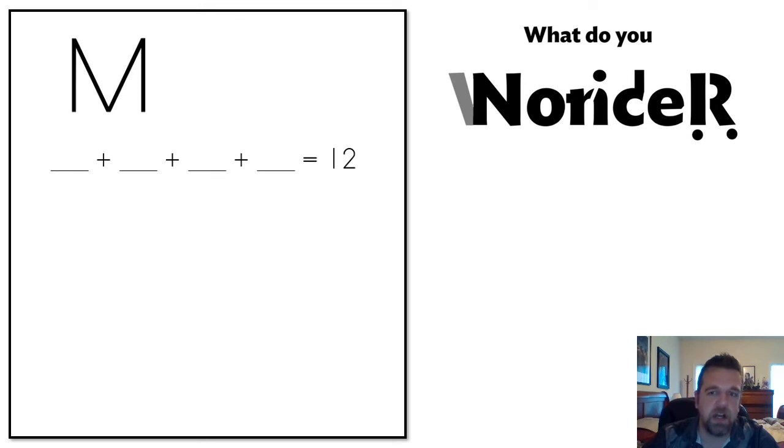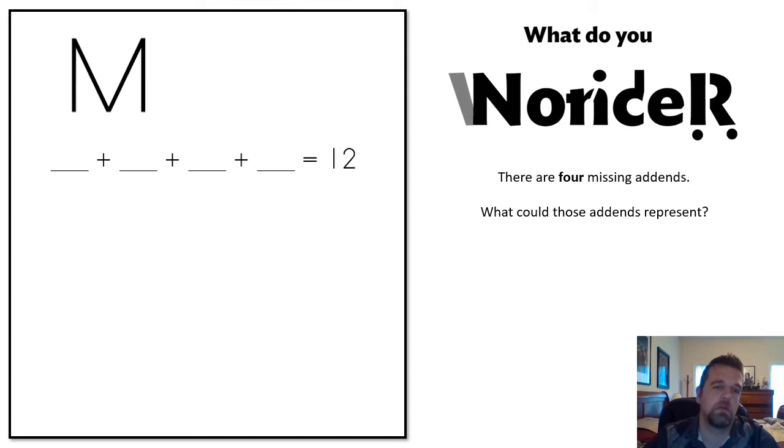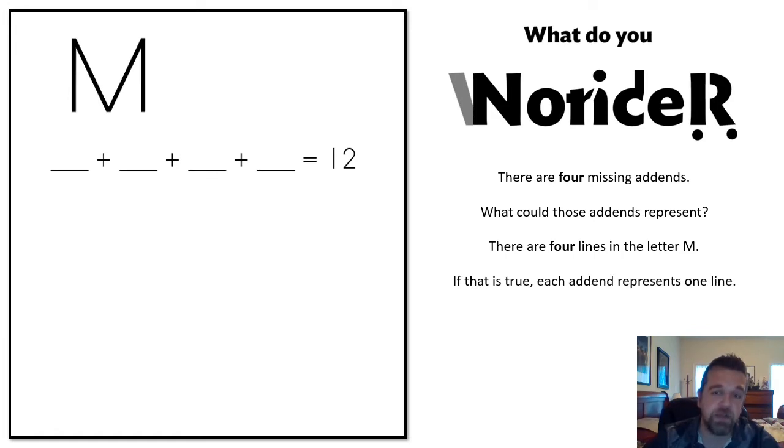So I'm looking at the letter M and the equation, and I notice that there are 4 missing addends. So I wonder, what could those 4 missing addends represent? There are 4 lines in the letter M, so could they represent the lines? If that's true, then each addend represents 1 line.